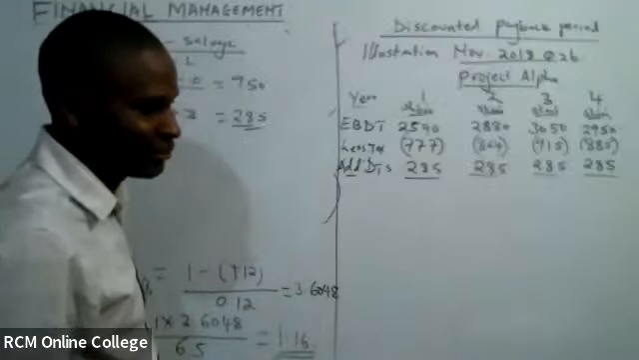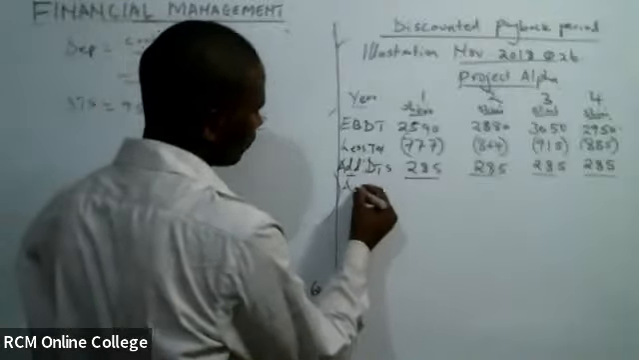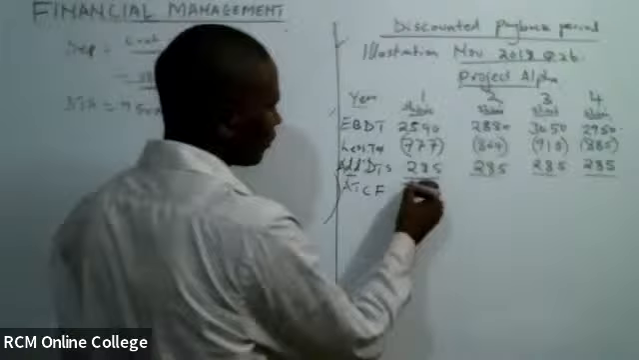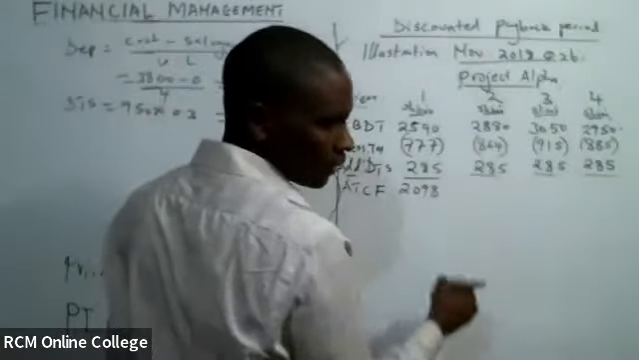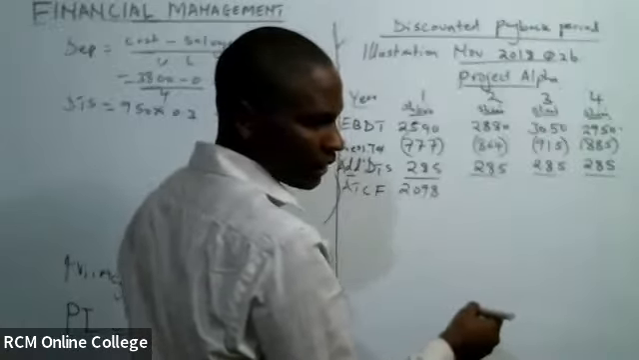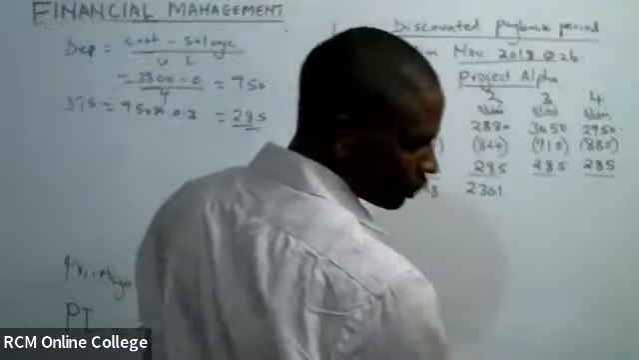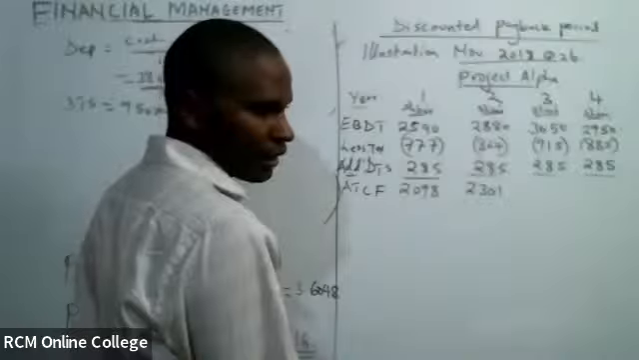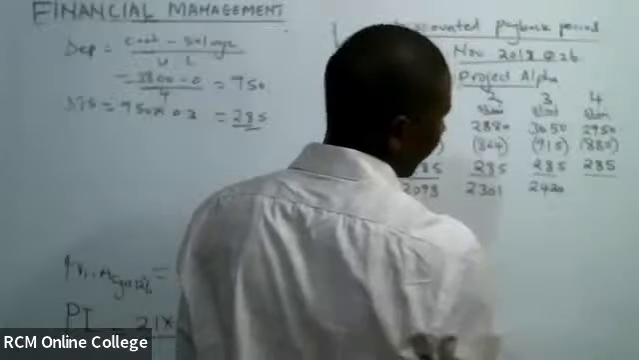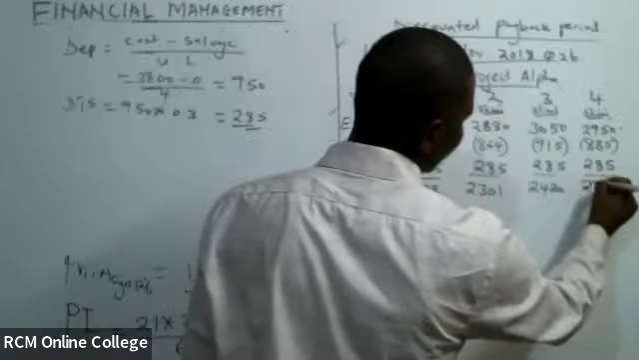So the first one, let's get our after-tax cash flow. Year 1 is 2098. Year 2 is 2301. Year 3 is 2420. And the last one, year 4, is 2350.